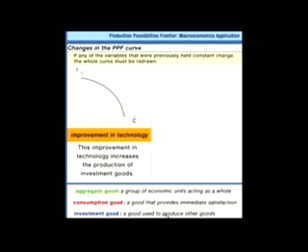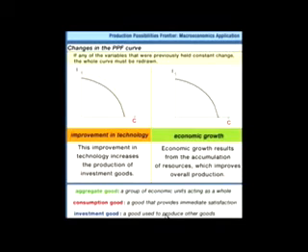And we call this outward shift economic growth. That is, as you accumulate tools, you increase your ability to produce output in your economy. And this accumulation of tools advances the production possibilities. It means you can make more of everything over time. This is called economic growth.